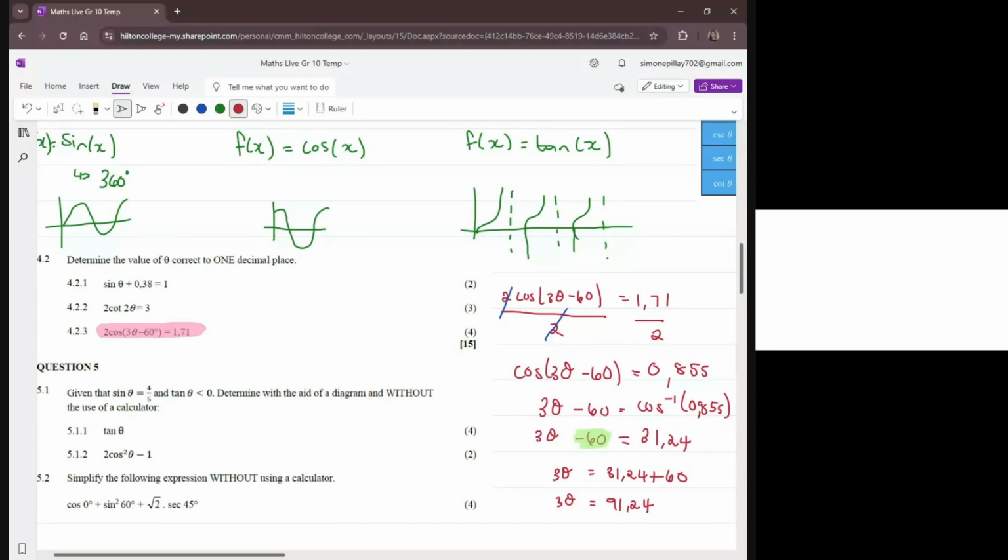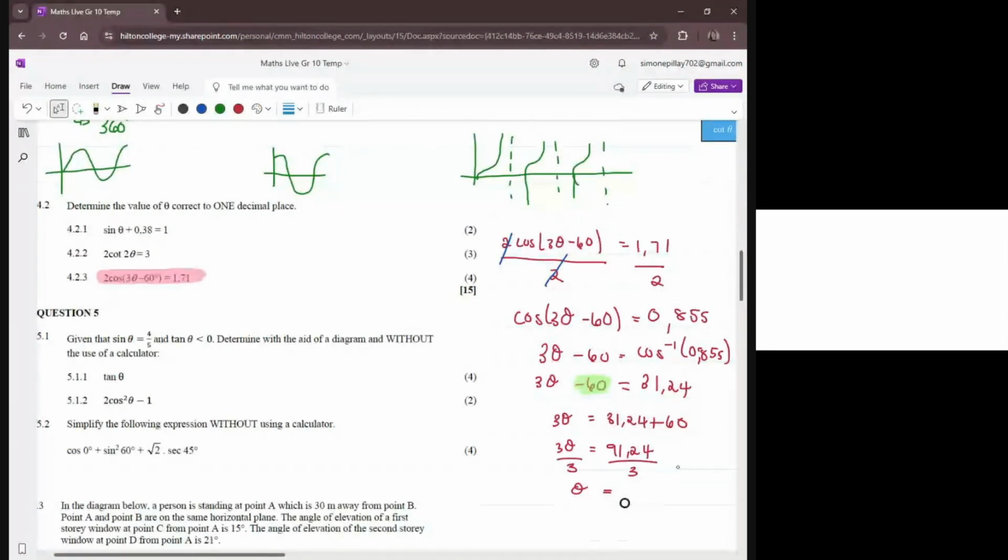Divide by 3, to the model, 100%. We are dividing by 3 on both sides. Theta is equal to what? 30,41. And I don't know why it's not letting me write.